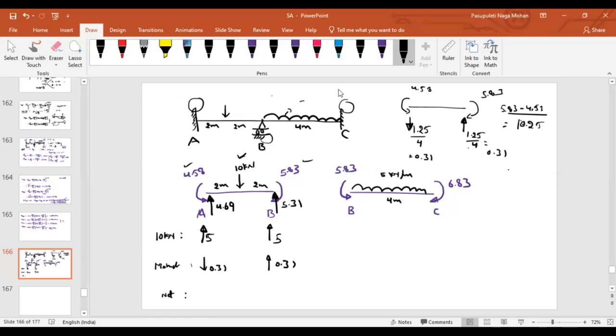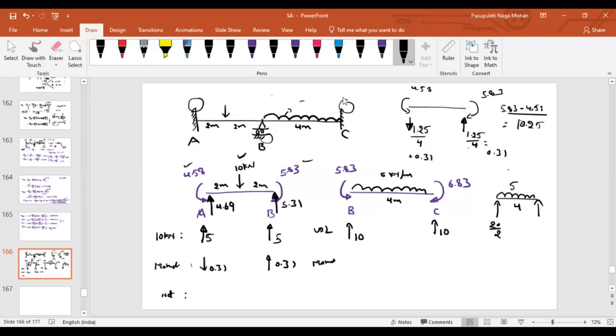Similarly, can you do it in the same way for the UDL? Because of only the UDL, what about the reactions? There is a load of 5 kilonewton per meter, and the span is 4. What about the reaction developed here and here? Again, they are similar: total load by 2. What is the total load? 5 into 4, 20, by 2, 10. So because of the UDL, the reactions are upward 10 and upward 10.